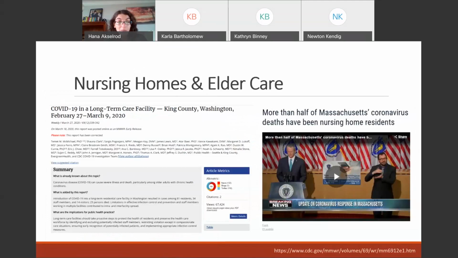And similarly, people who live in nursing homes and people who care for elders are a vulnerable population, again because of the lack of possibility of meaningful social distance and the extreme medical vulnerability of the people involved. So there are very alarming reports from across the country of the high mortality rates in nursing homes.